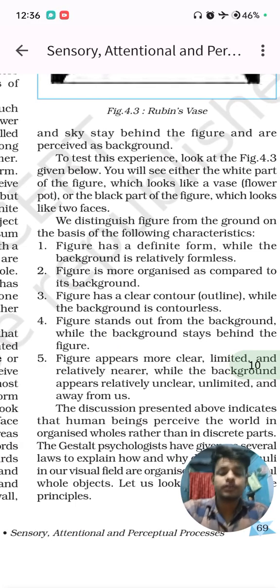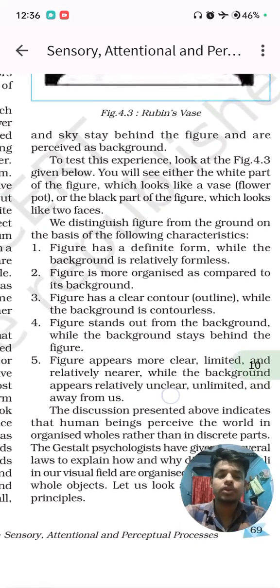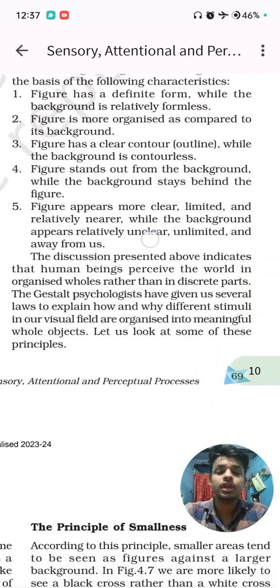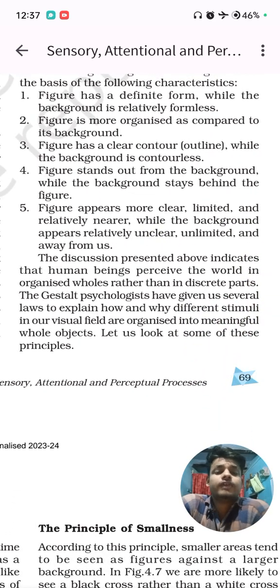So we distinguish figure from ground on the basis of the following characteristics. First, the figure has a definite form while the background is relatively formless. Second, the figure is more organized as compared to the background. Third, the figure has a clear contour or outline while the background is contourless. Fourth, the figure stands out from the background while the background stays behind the figure. Fifth, the figure appears more clear, limited, and relatively nearer, while the background appears relatively unclear, unlimited, and away from us.